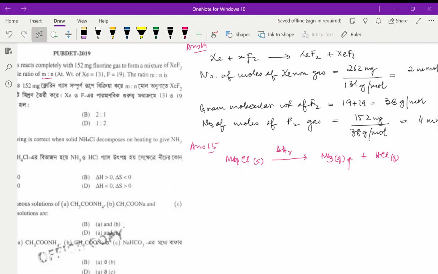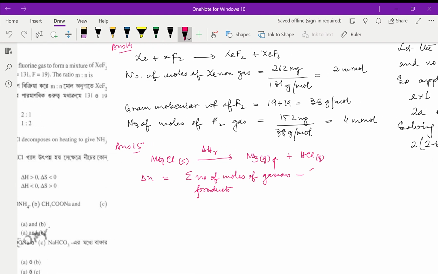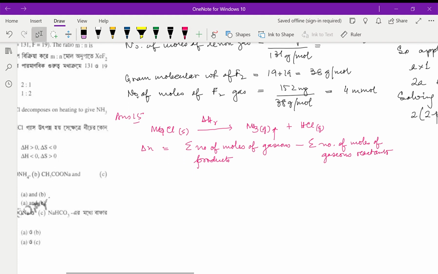Now if we find out the delta n, which is nothing but summation of number of moles of gaseous products minus summation of number of moles of gaseous reactants. So we can see here it is 2 minus 0, so it is going to be 2.